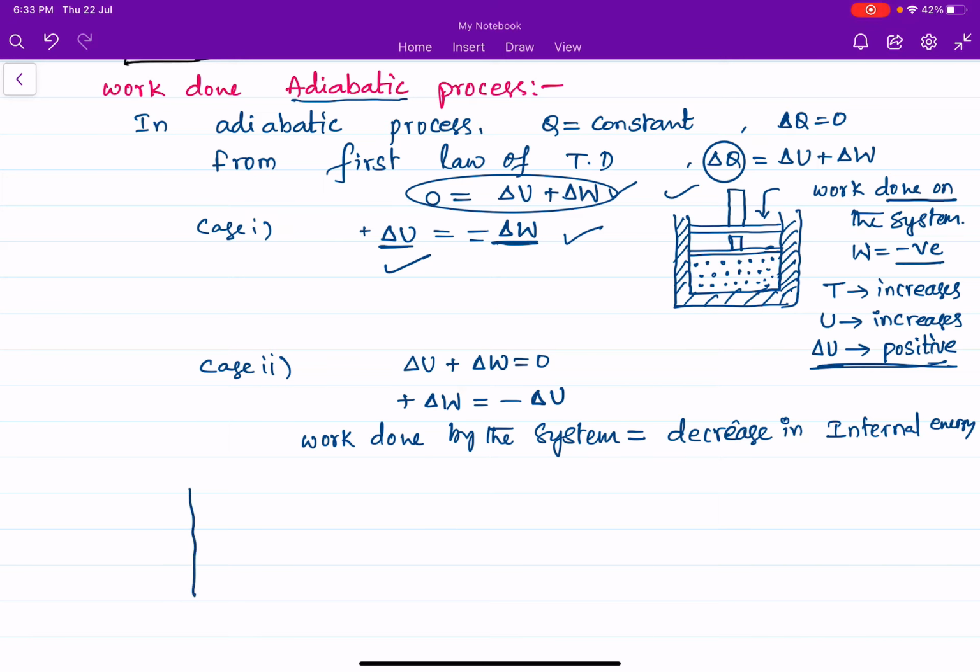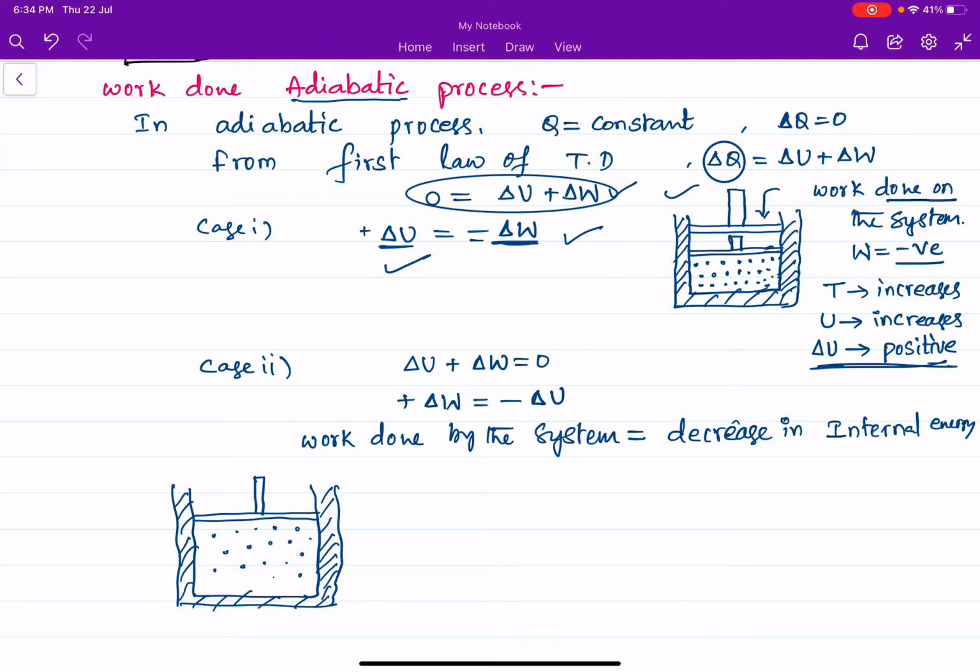So I am taking a vessel again. This vessel is made up of adiabatic walls, that means insulating walls, because we are discussing the adiabatic process in which there is no exchange of heat energy between system and surroundings. Now let us consider this is nothing but a movable piston. There are a large number of gas molecules inside the vessel like this.